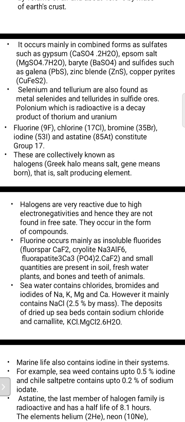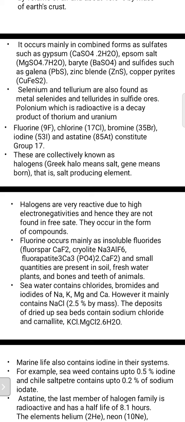Halogens are very reactive elements due to their high electronegativity. Electronegativity means they have a tendency to attract one electron to complete their octet, as per the octet rule. That's why these elements are not found in the free state. They occur in the combined state, in the form of compounds. Just as I told you, for example sodium chloride, chlorine is not obtained in the free state. It is obtained in the combined state with sodium. Other elements are also obtained in the combined state in the form of their compounds.